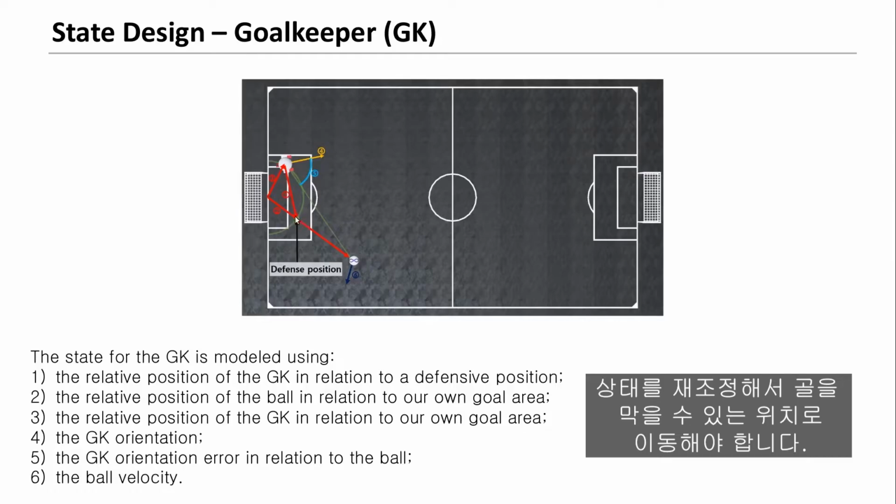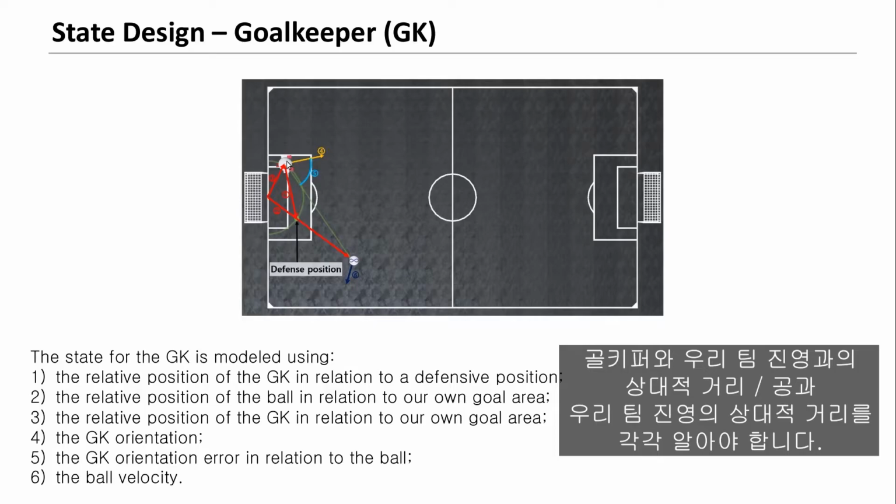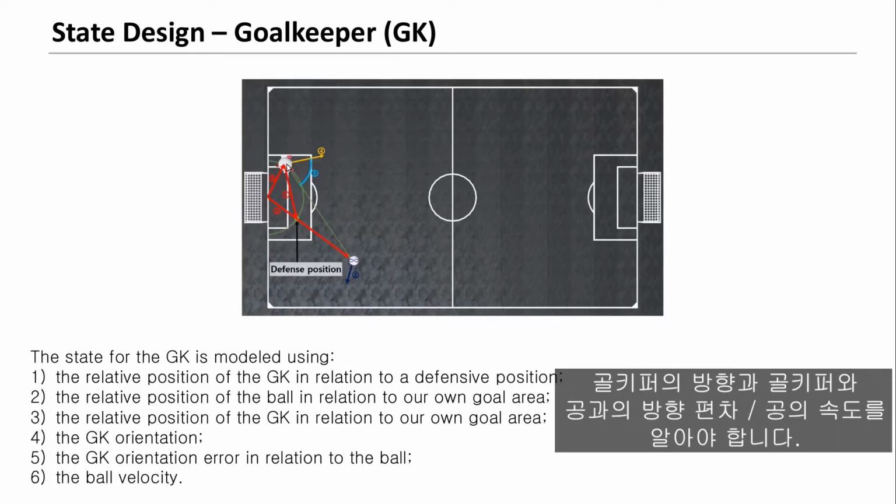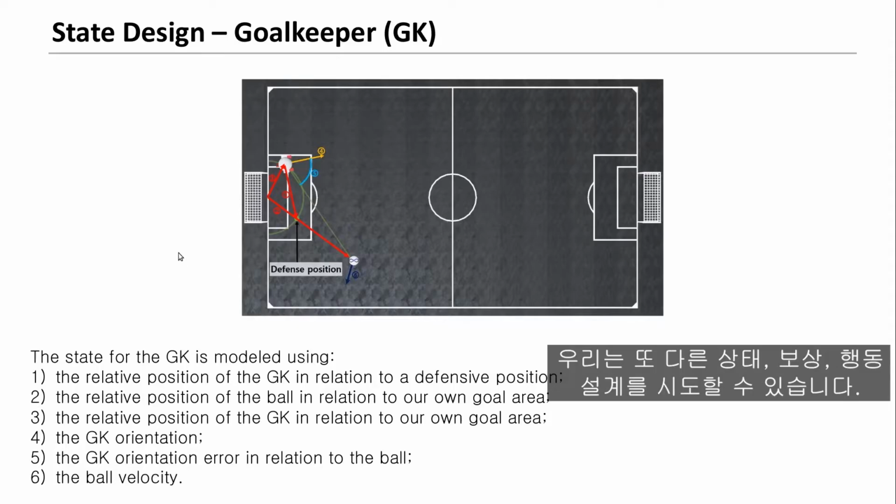The defensive position is the position where he can block the opponent's kick, and his relative position to his own goal area, the relative position of the ball also related to his own goal area, his orientation, his arrow orientation related to the ball, and the ball velocity to know where the ball is moving. You can also try different state designs: state, reward, and action design.